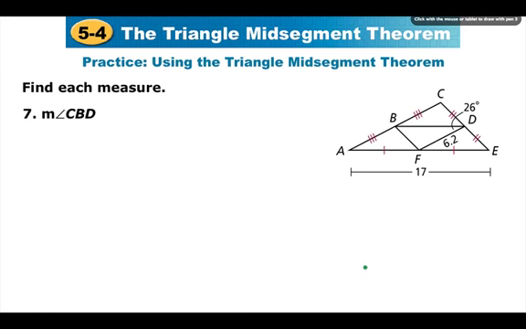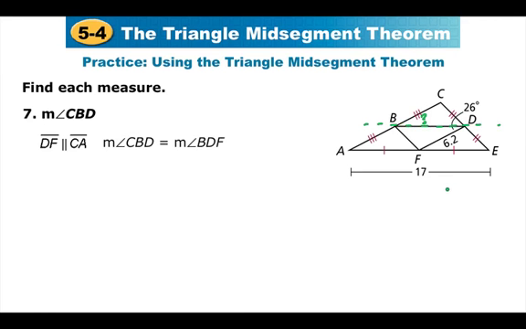It says find each measure. So I'm looking for the measurement of angle CBD. So I'm looking for this angle here. Got a little question mark here. So I know that DF is parallel to CA. So these two lines are parallel. That's one of the properties of midsegments. So since these are parallel, this is what I want you to consider. This is going to be your transversal.